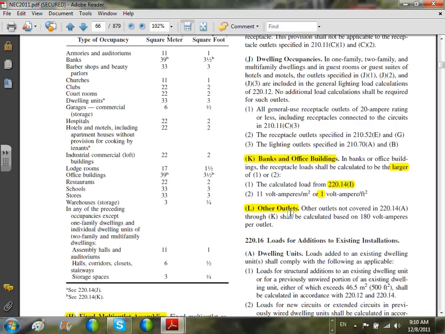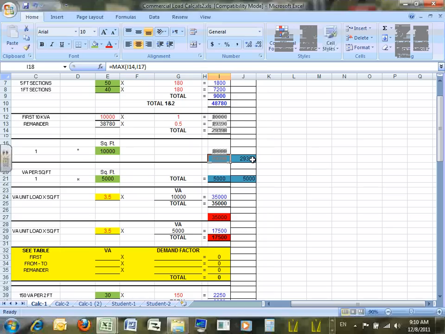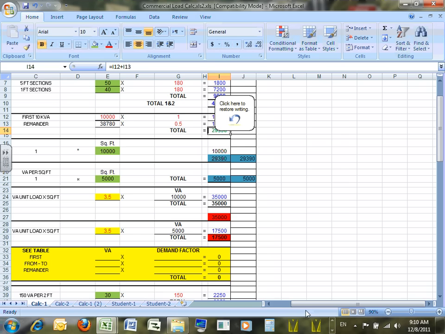Any other outlet that you don't know about? Any other outlet? L, we didn't use L. Outlets not covered by A through K, what do you do with them? You assign 180 volt-amps for each one of these outlets. Okay, so that's for the receptacles. That's for my receptacles. Any questions, guys, about this?